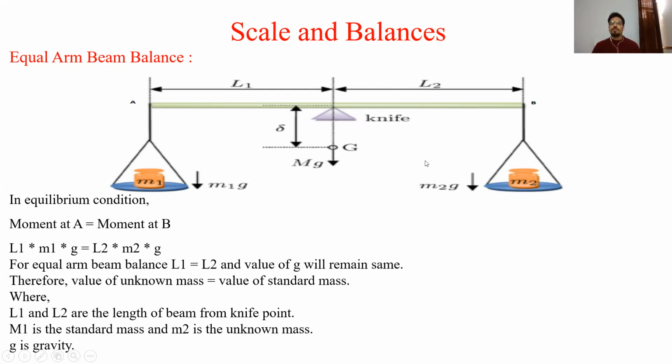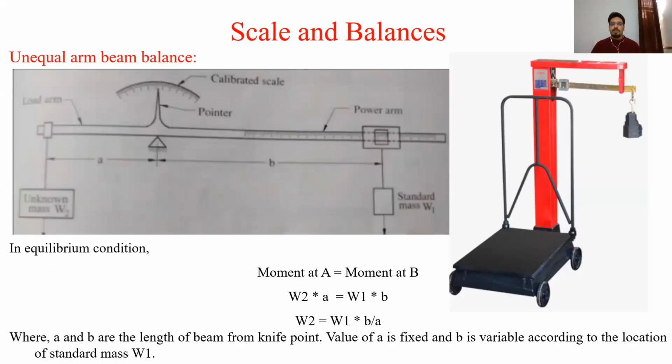So if we want to measure 1 kg, then we have a standard of 1 kg. Then if we want to measure 10 kg, then there should be a standard of 10 kg. So each and every time we have to change the standard mass. This disadvantage of the equal arm beam balance is removed by the unequal arm beam balance. So next we are going to discuss the unequal arm beam balance.